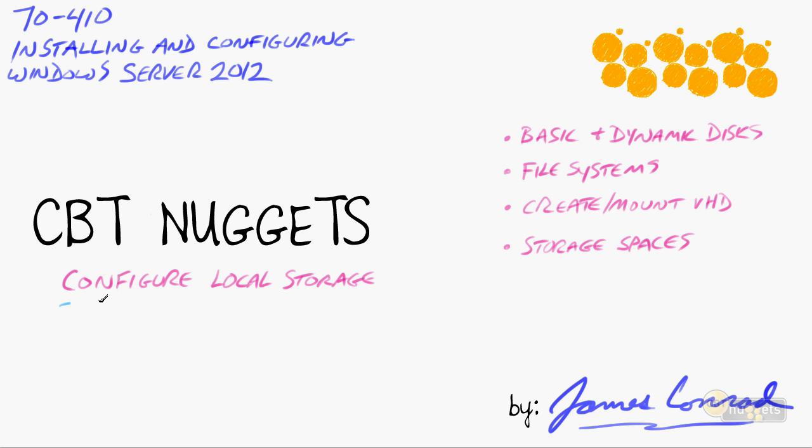In this nugget, we took a look at configuring local storage. We looked at basic and dynamic disks. Remember, basic disks are what we've kind of always worked with, but dynamic disks allow us to create dynamic volumes. That's what allows us to have mirroring and things like stripe set with parity or RAID 5 and stuff like that. We took a look at file systems like NTFS as well as FAT and FAT32. And then we also looked at the resilient file system, which is a very exciting new file system. Gives us a great deal of recoverability and capability there.